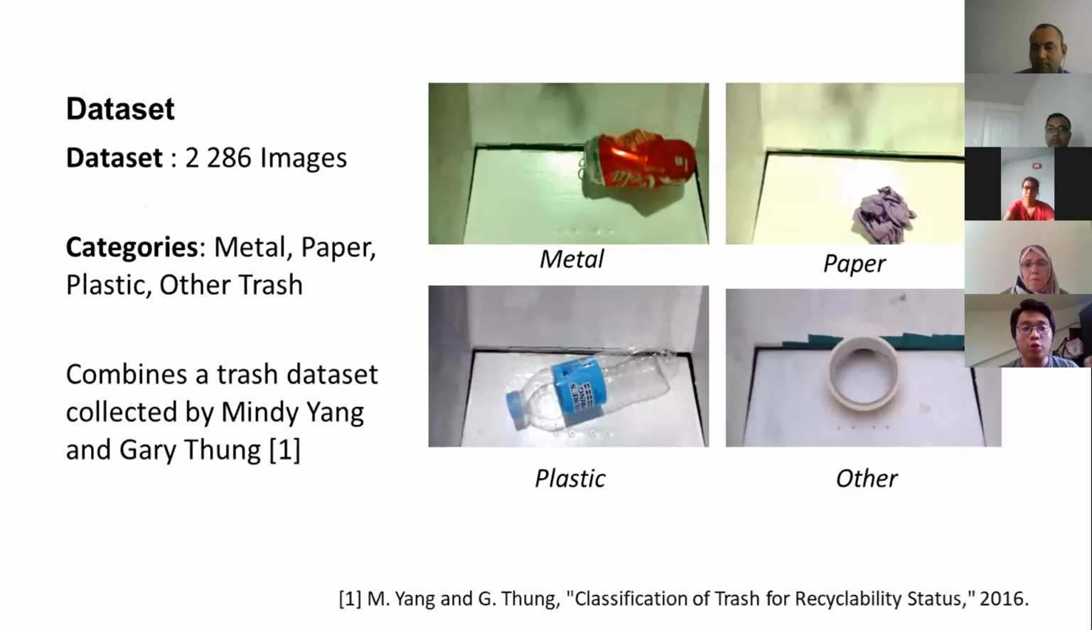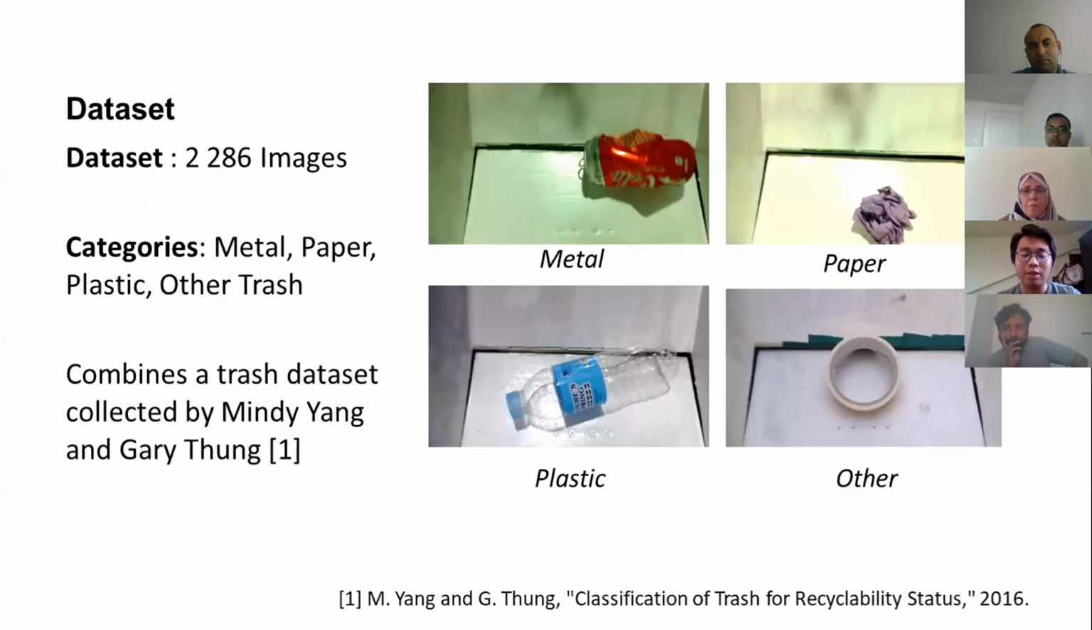In order to create this model, what's very important when we train computer vision models, convolutional neural networks, is that we need data. For this, we have a really small data set, just 2,286 images we have collected. As you can see in my slide, these are 4 examples, because we only have 4 categories at this time: metal, paper, plastic, and other trash. These are for recycling them. These are an example of each photo that we have taken.